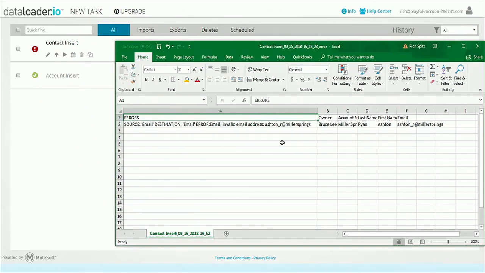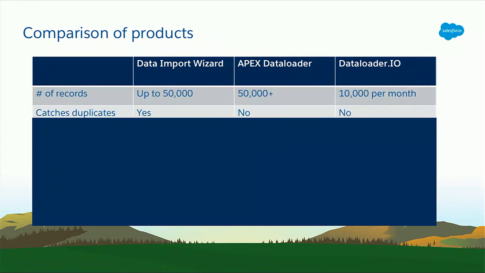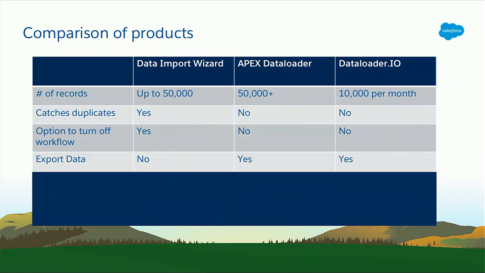And let me just do some summary now. So in comparison of the products, and I've mentioned some of these as we go along, the number of records, again, depending upon what you're doing, they all have different logic of how they're counting records. The data wizard will catch dupes, which is nice. There's more to come, so wait till the last slide is up. The options to turn off workflow, data import has that, the others don't, but the others have export capabilities as well.